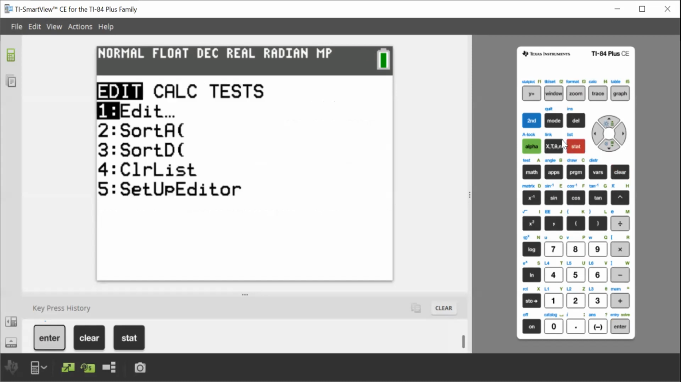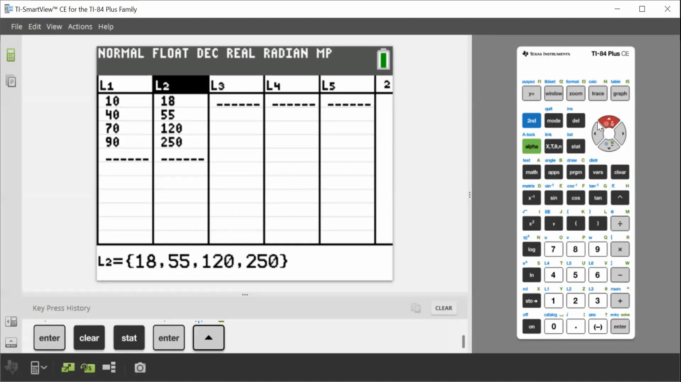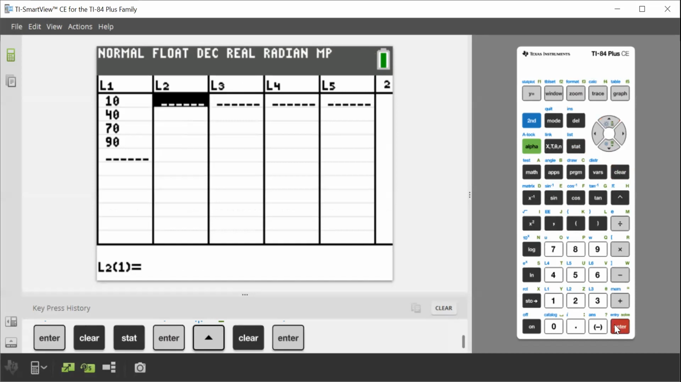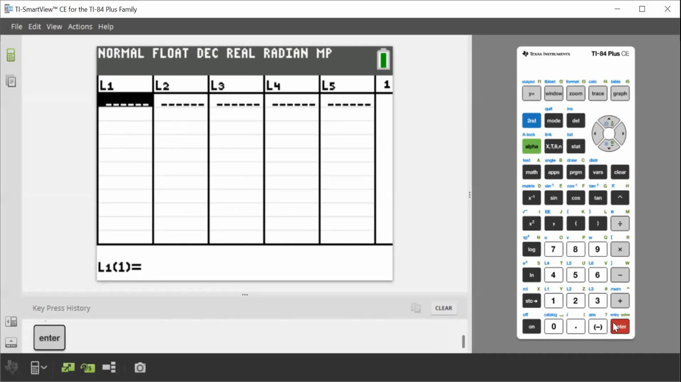What we're going to do is input some statistics. So I'm going to go edit. Now I've got a bunch of data in here already. So I'm going to bring my cursor up. You see where now all of a sudden it's black on L2. So I go clear, enter. And I go back over to L1 and I go clear, enter. That clears my list.